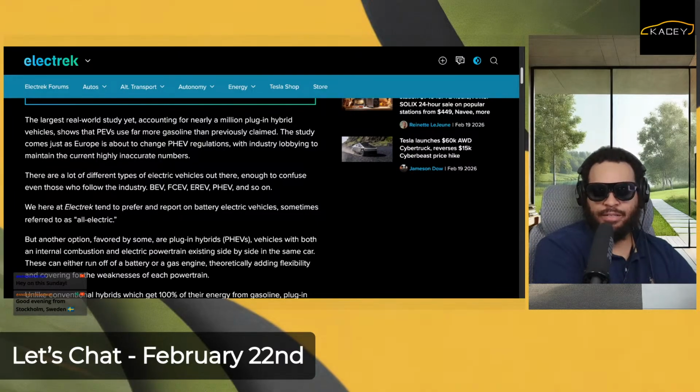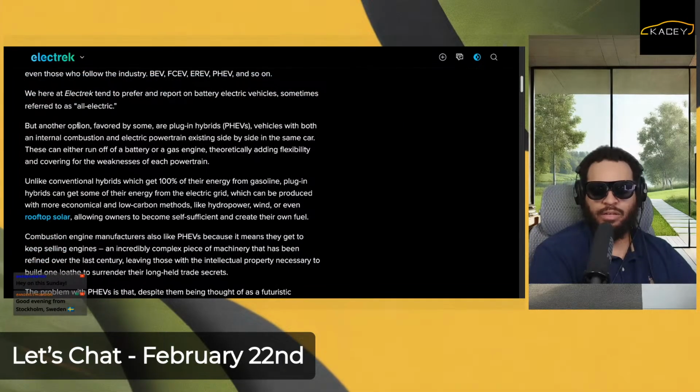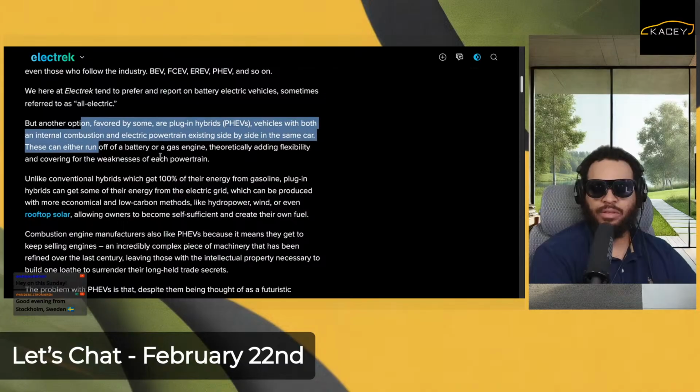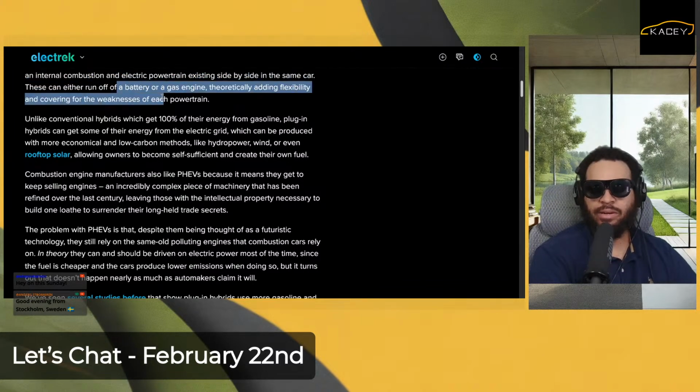And so on. Here, electric, they tend to prefer to report on battery vehicles. Yeah, same here with Kacey Green. Another option favored by some are plug-in hybrids with both the ICE and EV powertrains side by side. It's the only way I've seen it done so far. It's given off battery or engine, theoretically adding. So he's talking about Rexes and E-Revs.